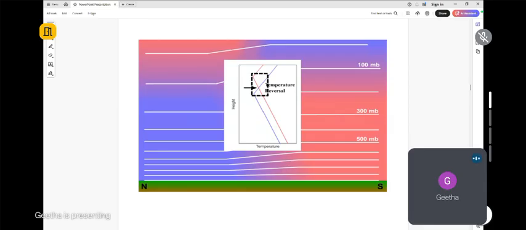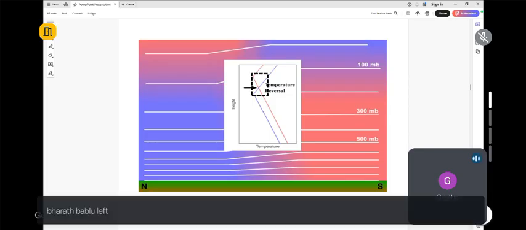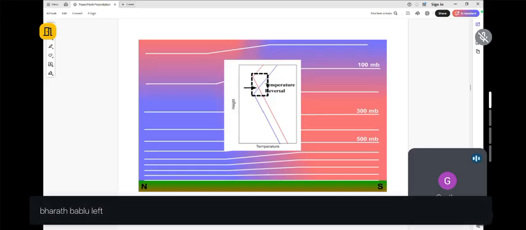What does it imply? That the temperature on the colder side is now warmer, so the temperature gradient reverses. The warm air is on the colder side now, and the colder air is on the warmer side now. You can see the red on the blue side and the blue on the red side. So that's a reversal of the temperature gradient.